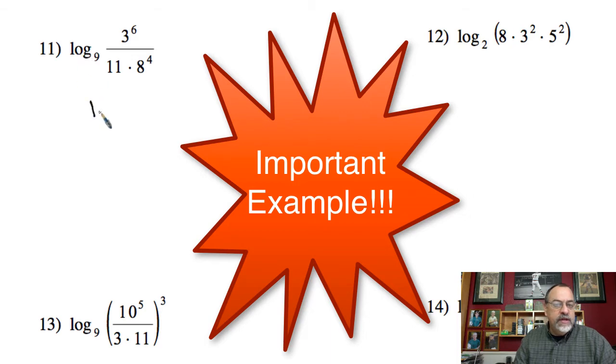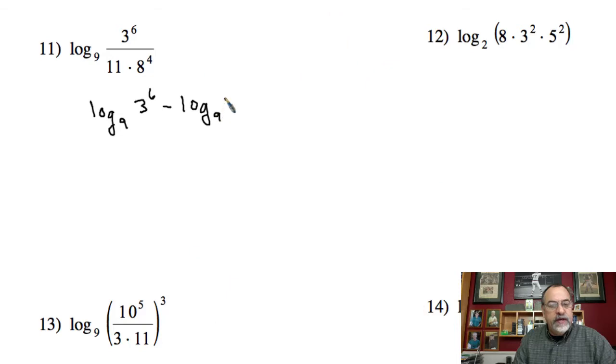So this is going to be log base 9 of 3 to the 6 minus, because it's being divided by, log base 9 of 11, but this 3 to the 6 is also being divided by this 8 to the 4th.